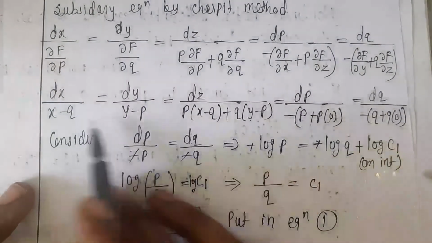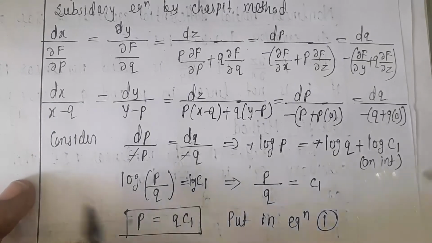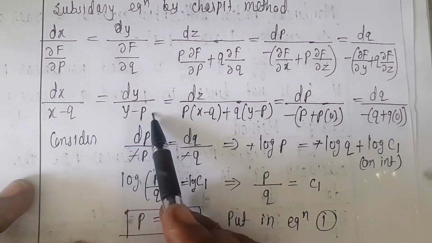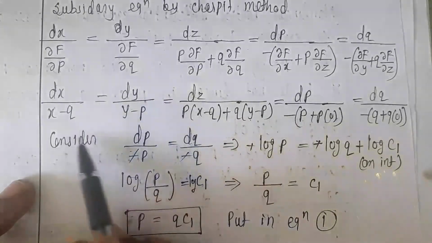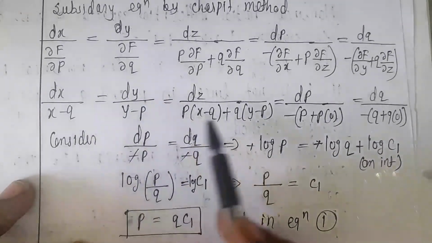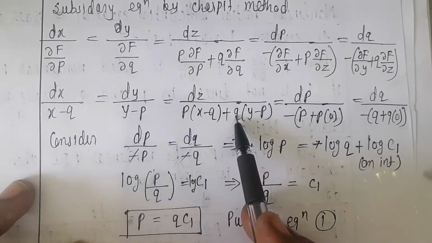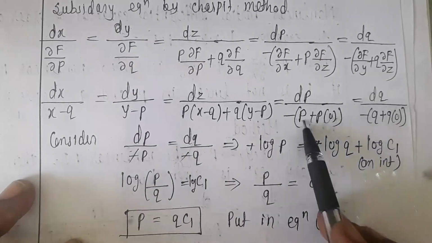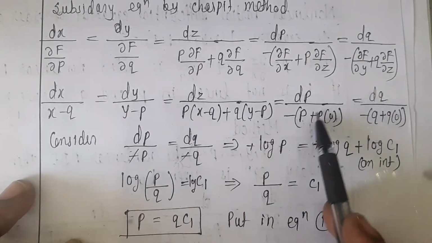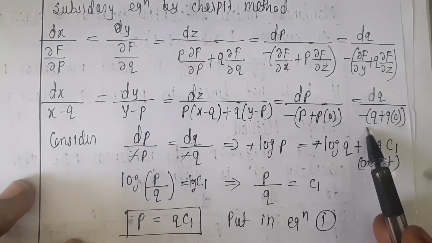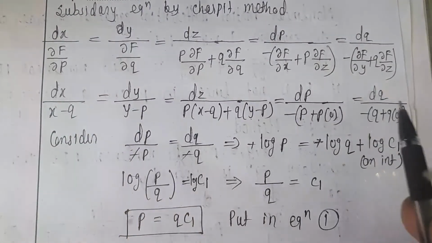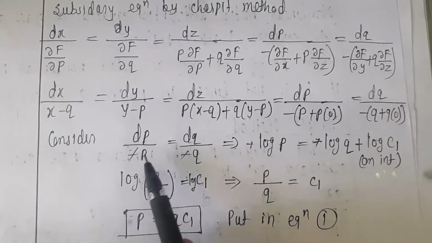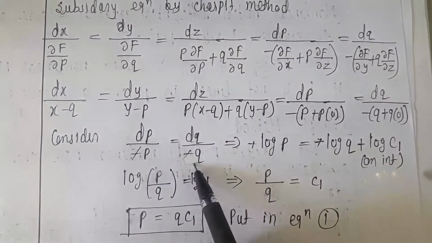So consider any two ratios. Now see which two ratios we can consider here. Here x and q are in combination, y and p are in combination, so we cannot consider the first two. Can we consider first and third, or second and third? No, because again it is a combination of p and q. Then observe the last two: dp by minus p, this becomes 0, and dq by minus q, so minus minus. Both are in terms of p and q, so we can consider these two ratios. So we have considered dp by minus p is equal to dq by minus q.